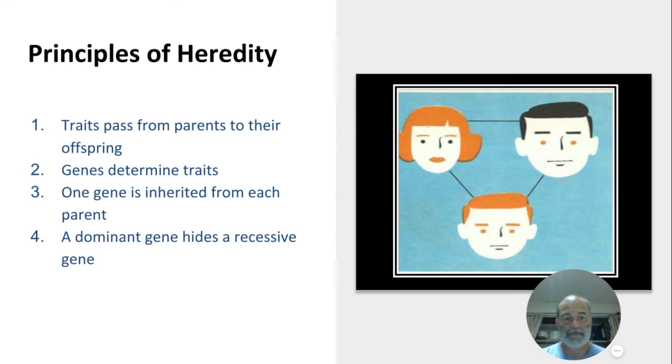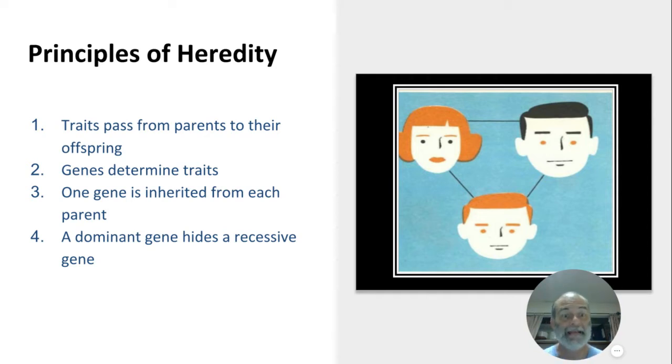Some of the main principles he came up with was that traits are passed from the parents to their kids, to their offspring. And that there are little things, he called them factors, but now we call them genes, that determine the specific traits that an organism is going to have. And you get one from mom, and you get one from dad. Now, there are strong ones and there are weak ones. And in the pea example, the tall was the strong, and now we call those dominant traits.